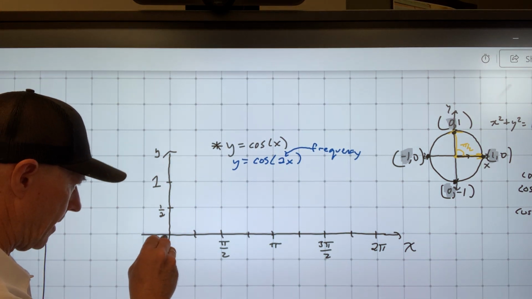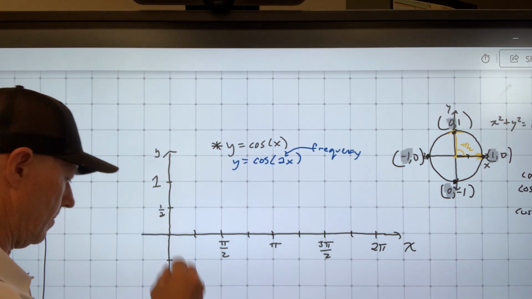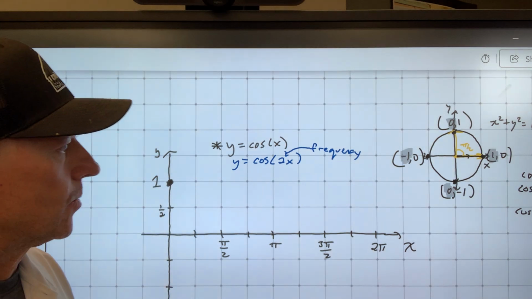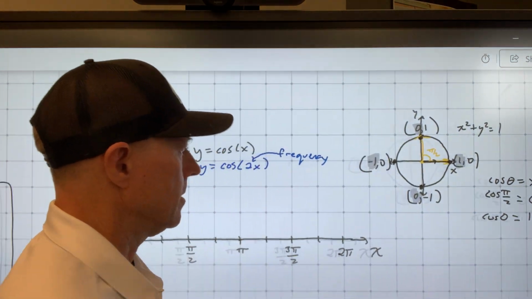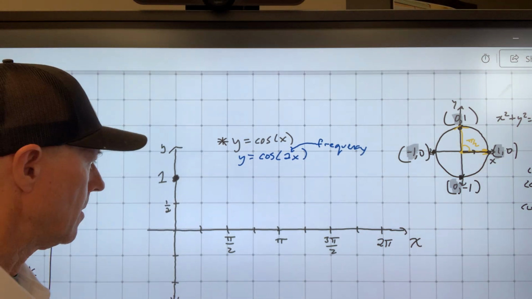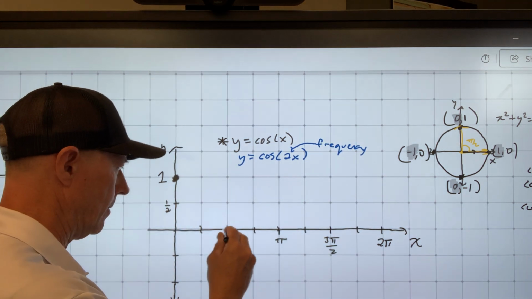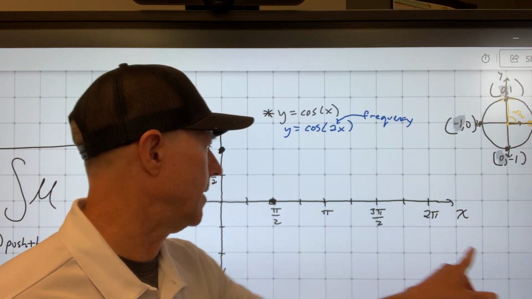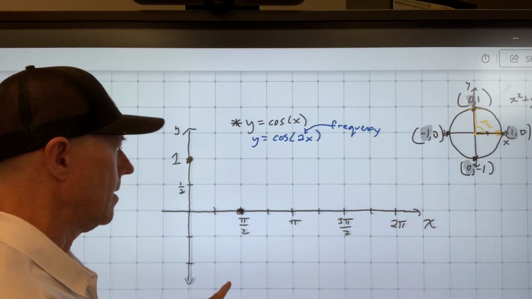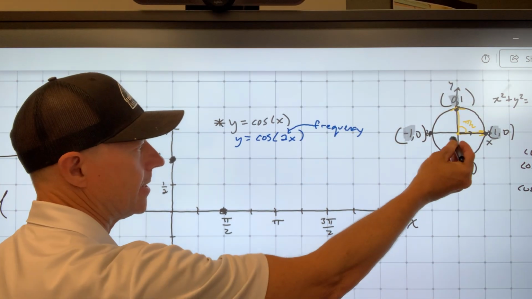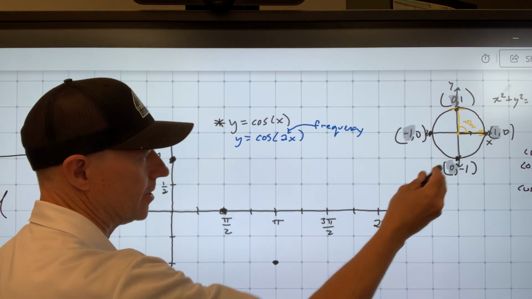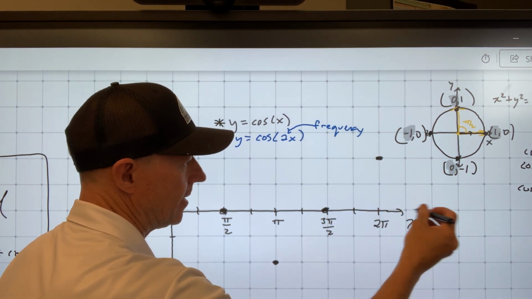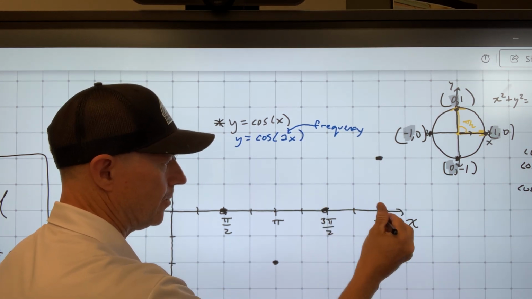When the angle is 0, the output is 1. So we put a point at 1. Because when the input was 0, the output was 1, so at (0, 1). Okay? At pi halves, the output was 0. When the angle was pi halves, the output was 0. So when the input is pi halves, the output is 0. At pi, the output's going to be -1 because here at pi, the output is -1. At 3 pi halves, it's back to 0. At 2 pi, it's back to 1. And then it repeats itself.